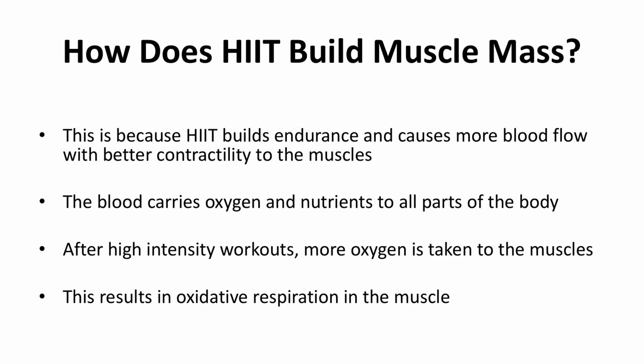HIIT is also responsible for building muscle mass. This is because HIIT builds endurance and causes more blood flow with better contractility to the muscles. The blood carries oxygen and nutrients to all parts of the body. After high-intensity workouts, more oxygen is taken to the muscles. This results in oxidative respiration in the muscle.